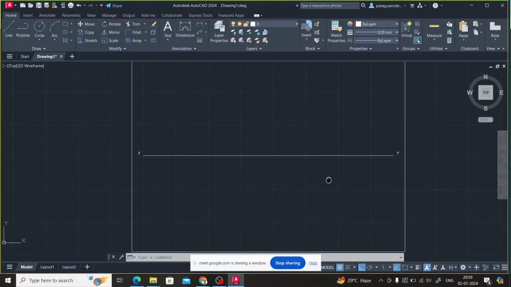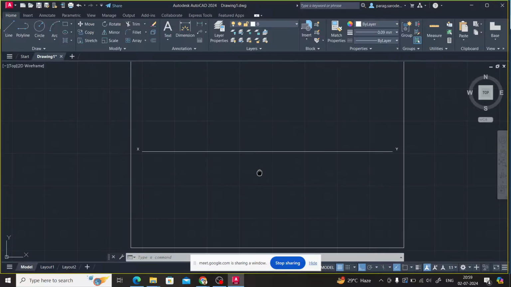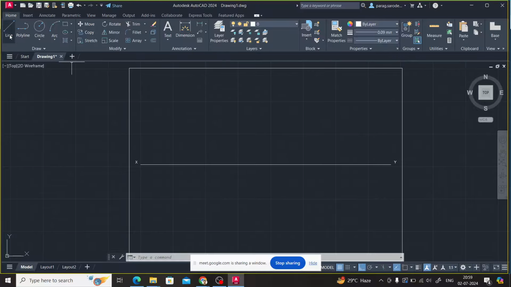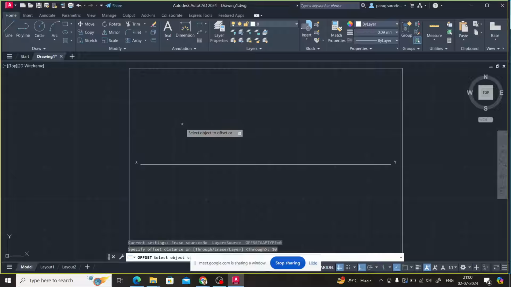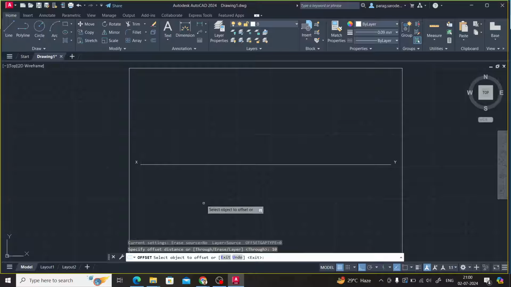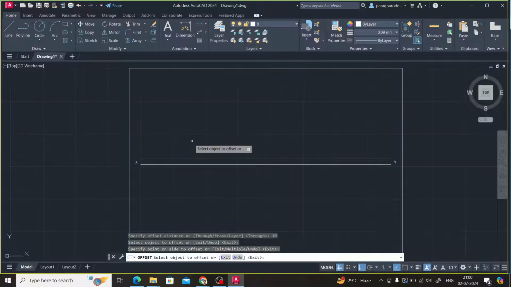Now, as far as that question is concerned, what was mentioned? A dash is 10 mm above XY and 20 mm below. There are multiple ways to do it; I will show you one way. I will take the offset command, then type 10 and enter. What is the meaning of the offset command? You can see a text box: select the object to offset. A line will be created parallel to this, in this way.